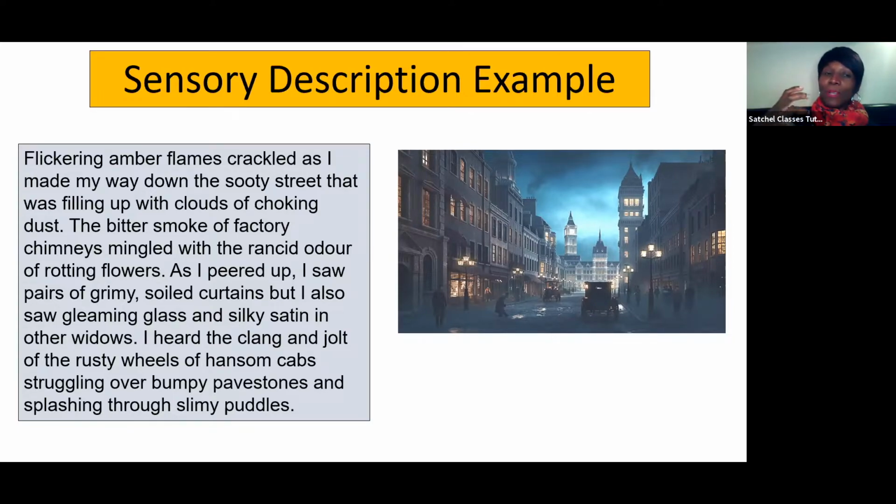As I peered up, I saw pairs of grimy, soiled curtains, but I also saw gleaming glass and silky satin in other windows. I heard the clang and jolt of rusty wheels of hansom cabs struggling over bumpy pavestones, splashing through slimy puddles. So you can see there, I'm trying to appeal to all the five different senses, but also some of them are repulsive as well.